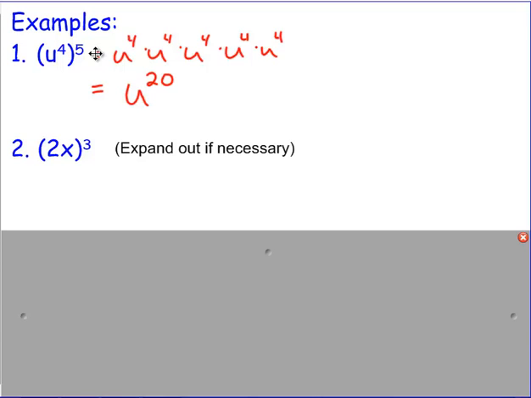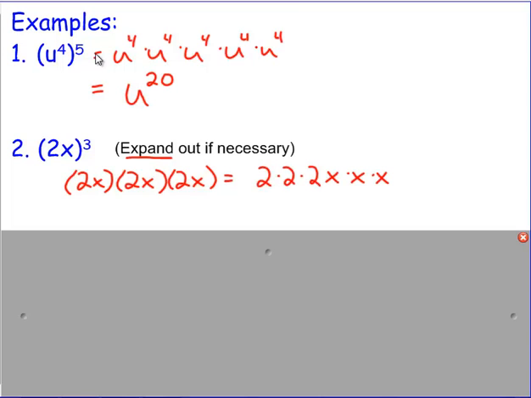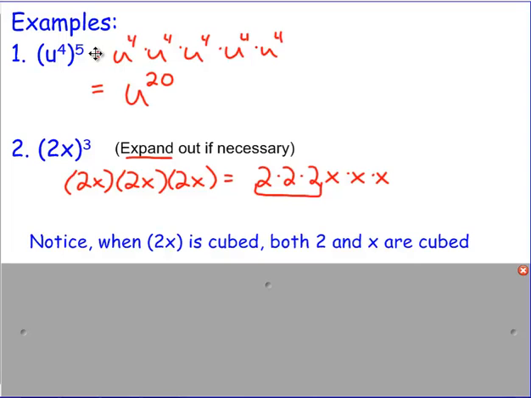Now we have 2x cubed. Think about this when I expand it out. I would have 2x times 2x times 2x. To simplify that, I could think of this as 2 times 2 times 2 times x times x times x. What I want you to notice there is then really I am taking 2 and I am cubing it, and I am taking x and I am cubing it. So as a shortcut, we have our last rule here for today.